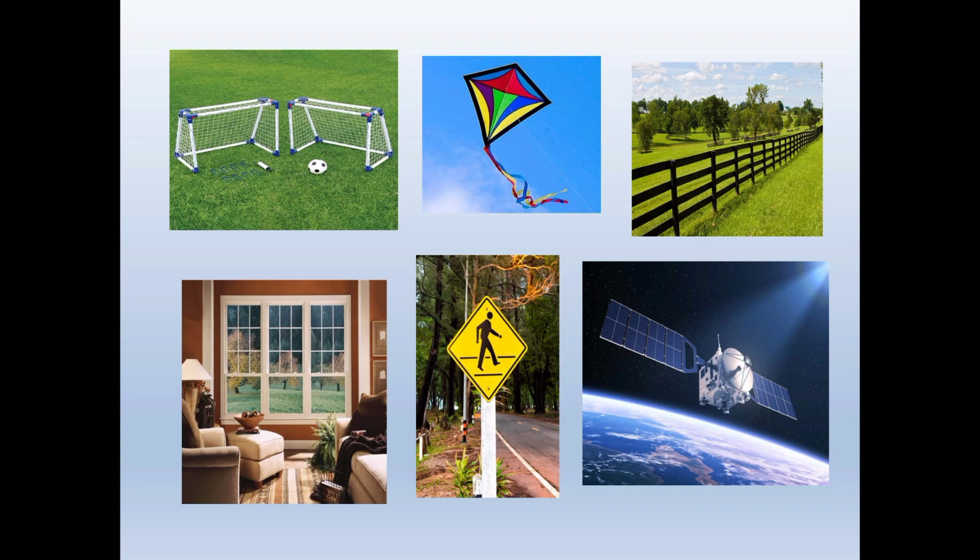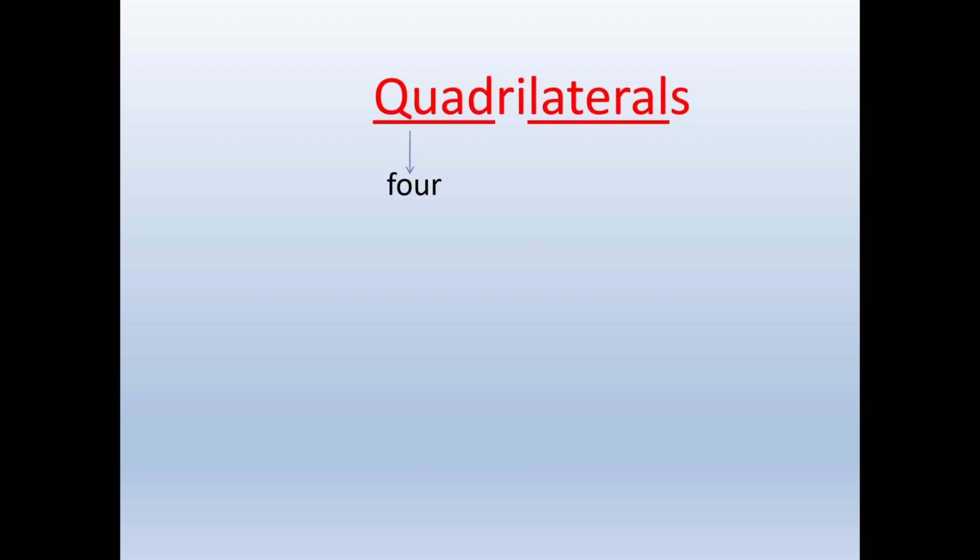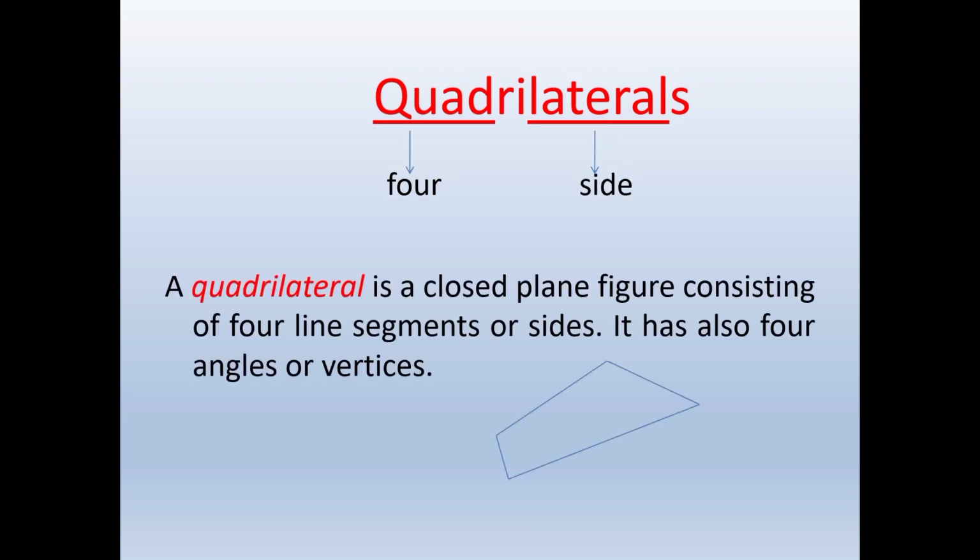Now, if you are going to imagine the shapes that you've seen in the picture, how do they look like? Of course, they look like this. And how do we classify these figures? They are classified as quadrilaterals. Quad means four, lateral means sides. Therefore, a quadrilateral is a closed plane figure consisting of four line segments or sides. It also has four angles or vertices.